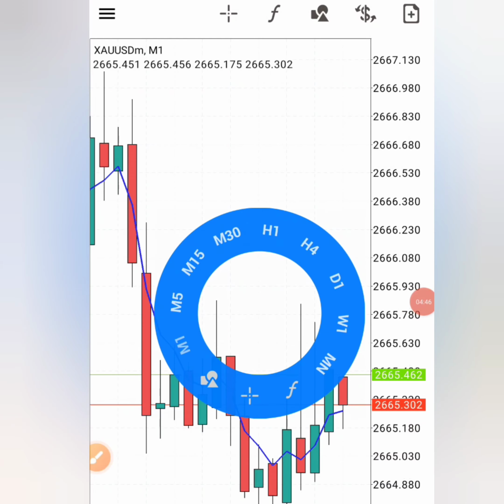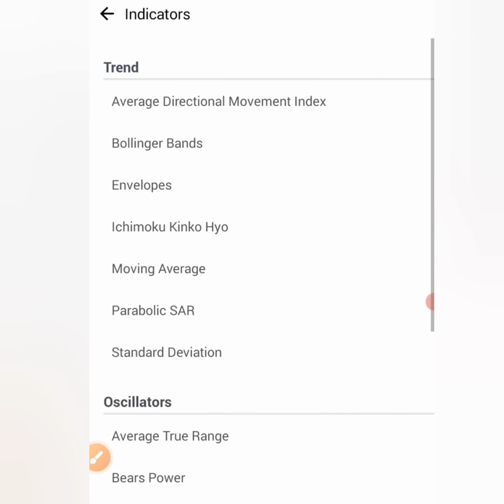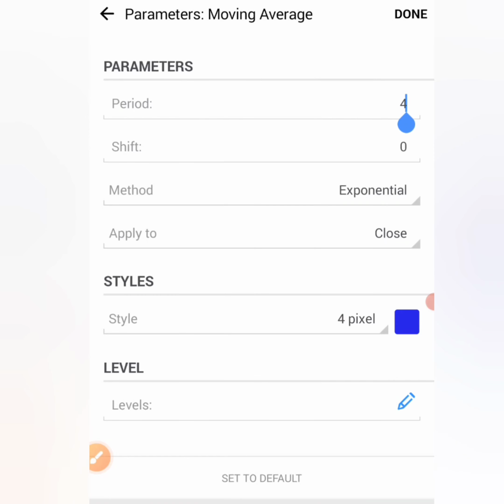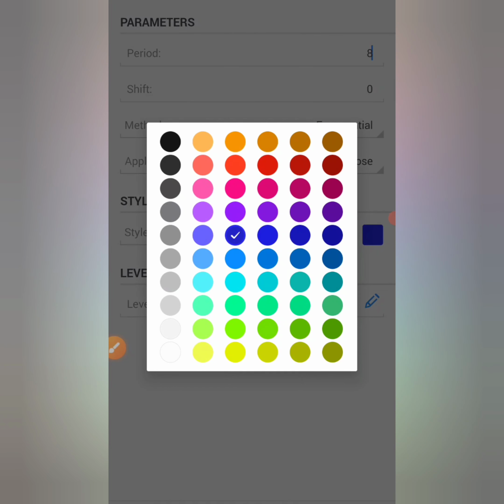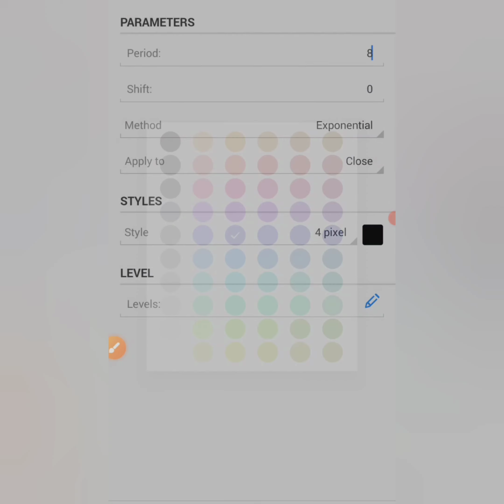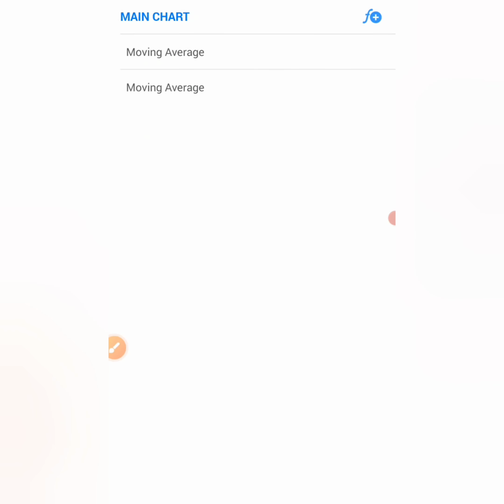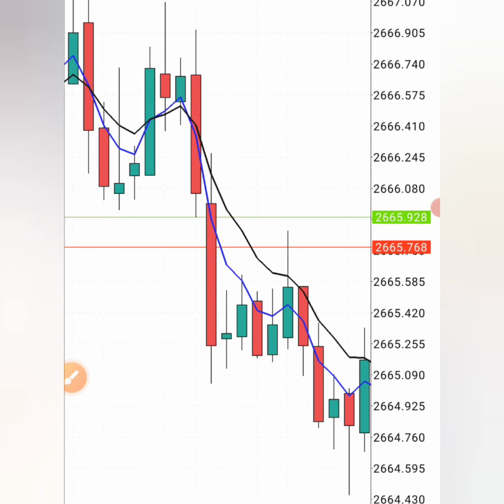So for you to reduce the losing trades, you want to also add another moving average, but this time add a bigger moving average. We're going to use 8. Method is still the same, exponential, apply to close, then come to color. You want to use a different color than the first one, so right here we're going to put black. Now back on the charts, you can see this is much easier.